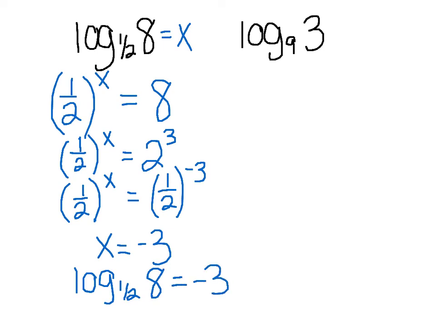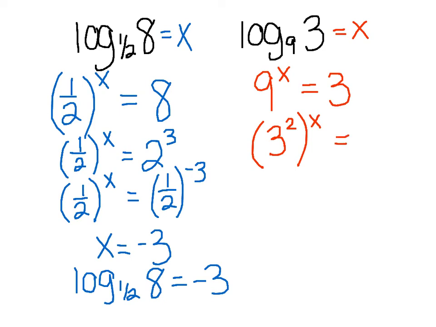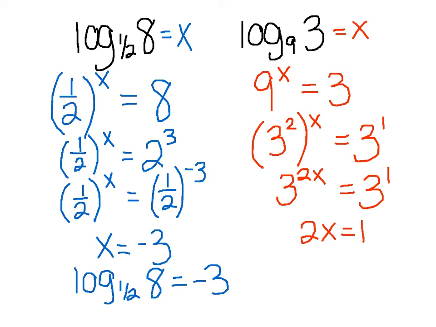Finally, for the last problem, we have log base 9 of 3. We want to know what it equals, so 9 to the x equals 3. Remember, 9 is the same thing as 3 squared, to the x power, which equals 3 to the first. This is the same thing as 3 to the 2x equals 3 to the first. So I know 2x is going to equal 1. Divide by 2, x equals 1/2. Therefore, log base 9 of 3 is going to equal 1/2.